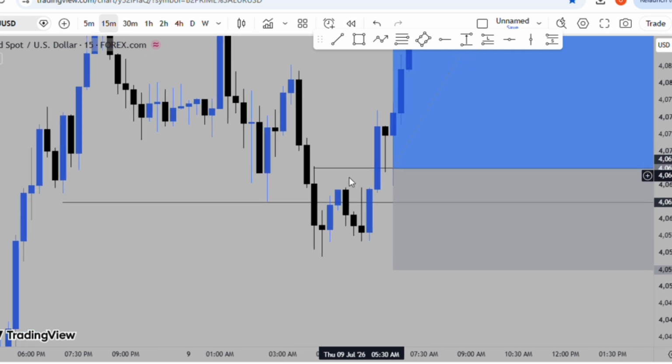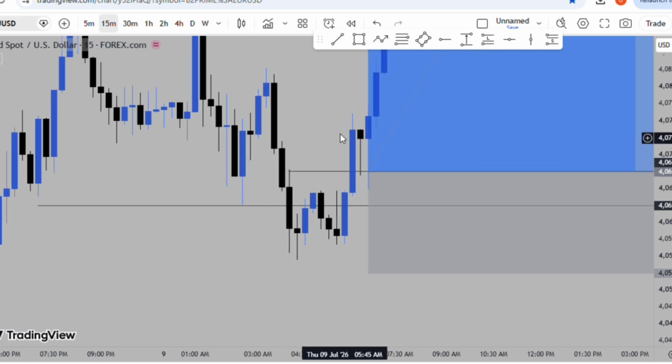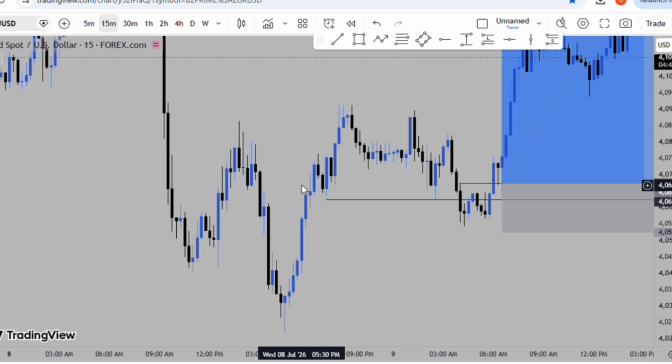So now, in this particular scenario, there was a break above and there was a closure. Then this particular model 1 or confirmation is valid. Then all you need to do is wait for price to retrace and tap into this particular model 1, before going to the next draw on liquidity.